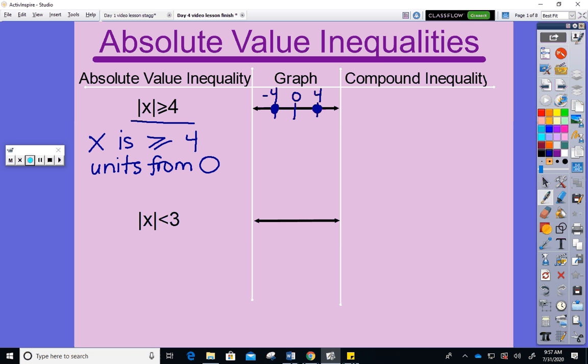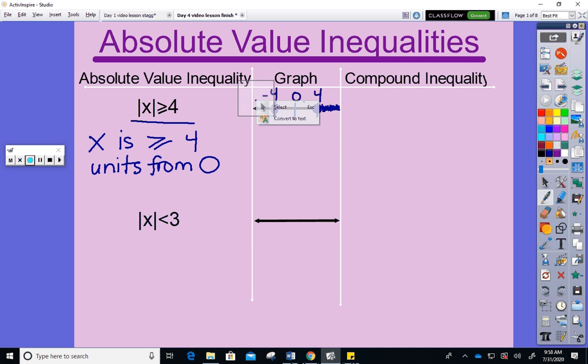Now, test each division of the number line. Let's go from right to left. Right now, I'm sitting to the right of 4 on the number line. So, is 4 more than 4 units from 0? Yes, it is. So, shade that part of the number line. Now, between -4 and 4, I might have a number like 2. Is 2 greater than 4 units from 0? No, it's not. Don't shade that section of the number line.